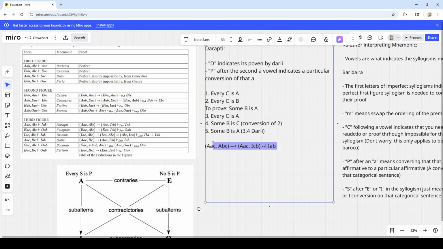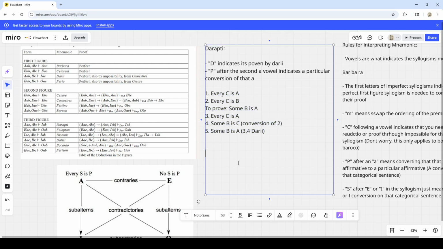So this is what I mean when their proof is different from mine. It's just that I add the extra to prove, or I restate some premises. You don't have to. But actually, I think you do. But I would recommend just doing it. Okay, so that is how you directly deduce Darapti.